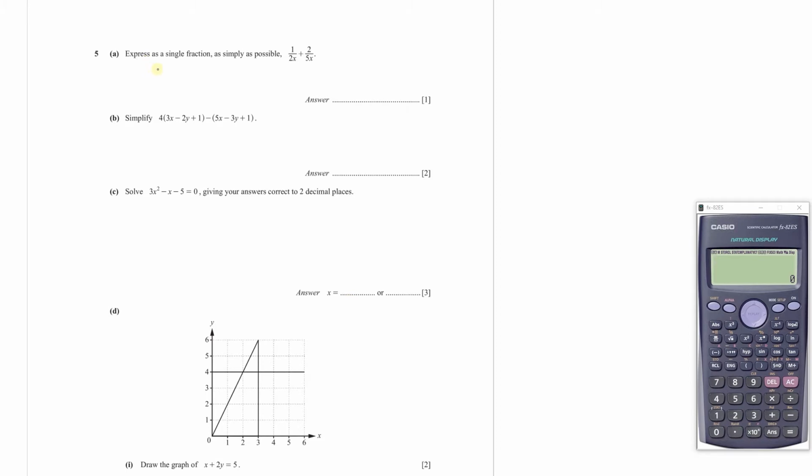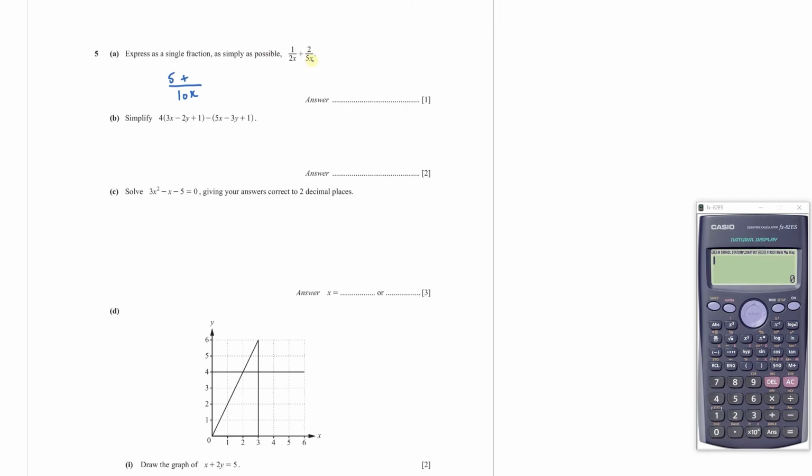Question 5 is express as a single fraction as simply as possible. So I can take the LCM, which will be 10x. I'll multiply this 2x by 5 to get 10x, and then I'll multiply this 5x with 2 to get 10x. So LCM is 10x, and then since I multiplied by 5 in the denominator here, I'll multiply this 1 by 5 as well. So 5 times 1 is 5.